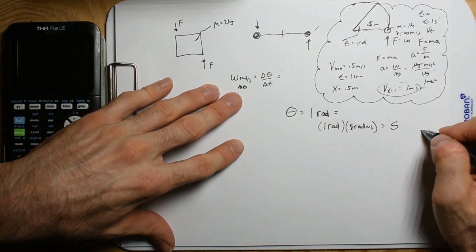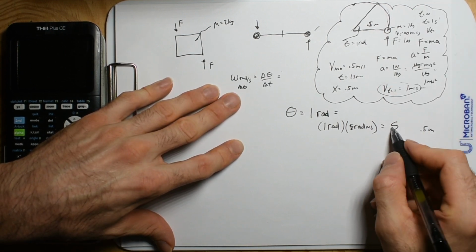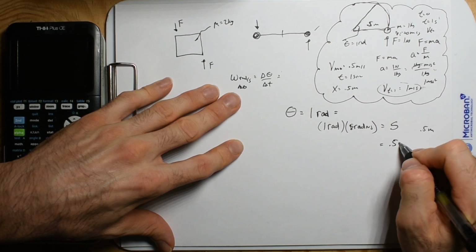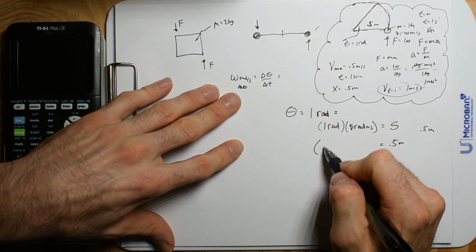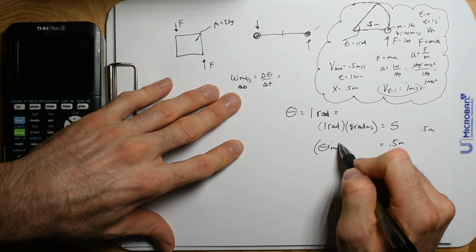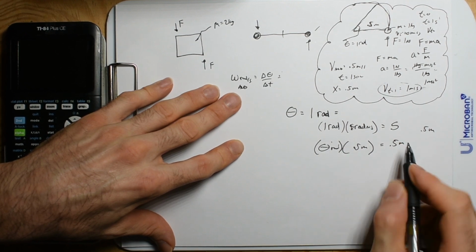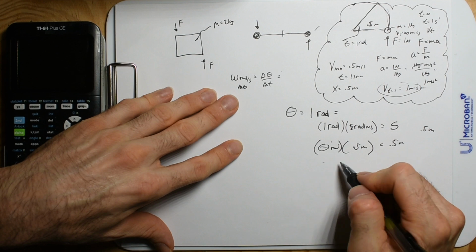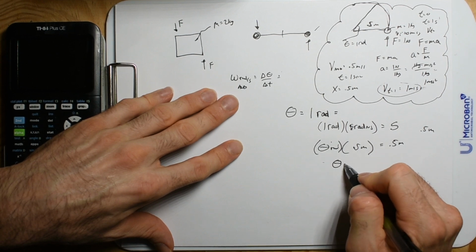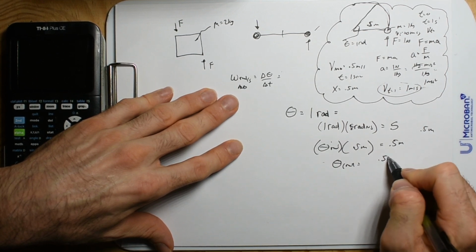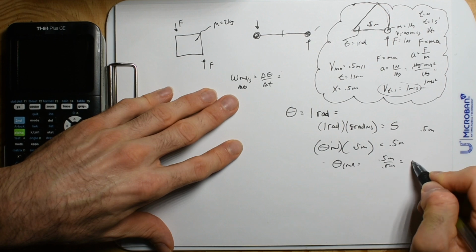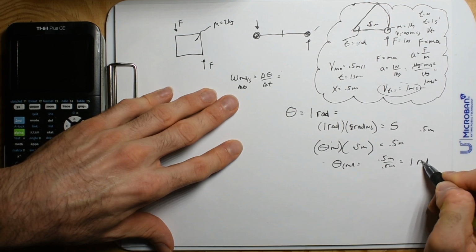So what we did is we found arc length. We said we were going to go 0.5 meters. Cool, so we have this 0.5 meter side. We don't know the angle in radians, but we do know the radius is 0.5 meters. So we have a radian of 0.5 meters divided by 0.5 meters, which is 1. So we have a radian of 1.